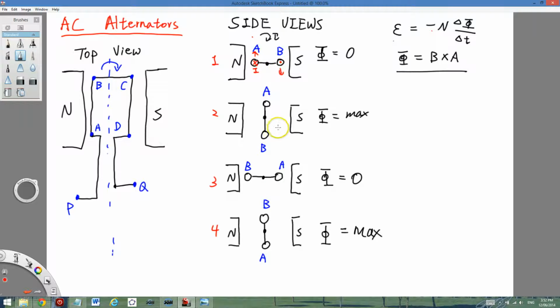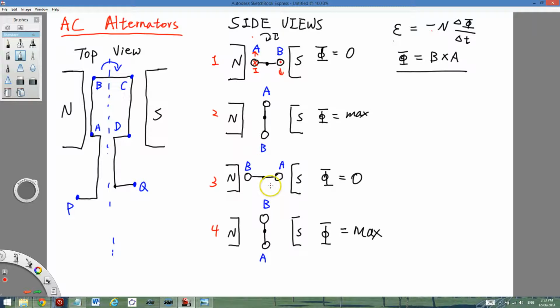And then at this point, the current still goes in and comes out. However, at this point, the current actually is 0. Sorry about that. Let's go to position 3.